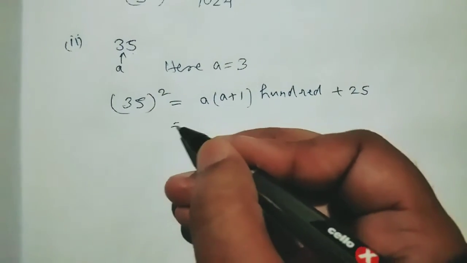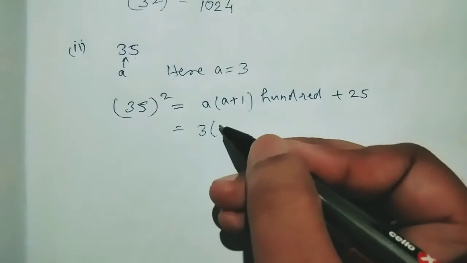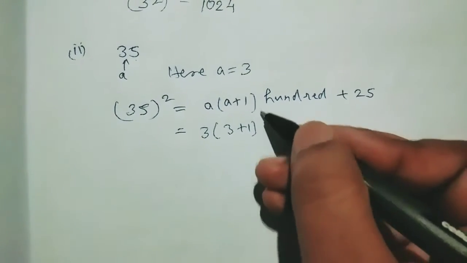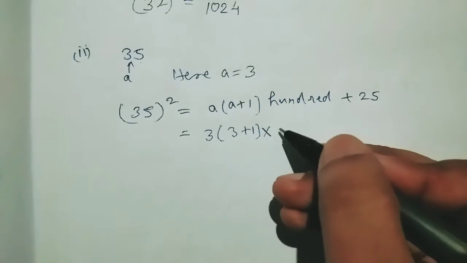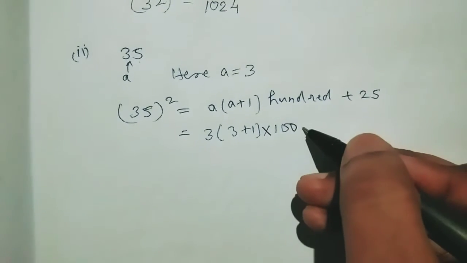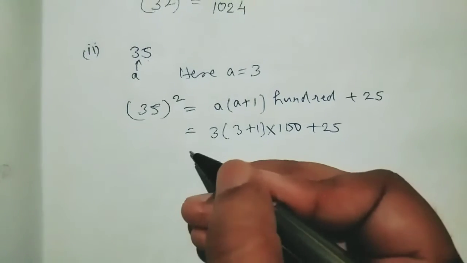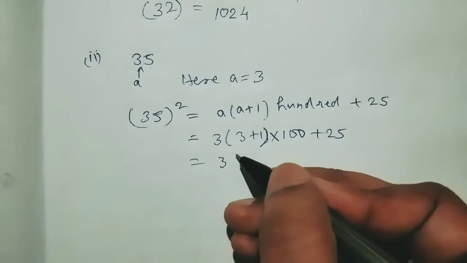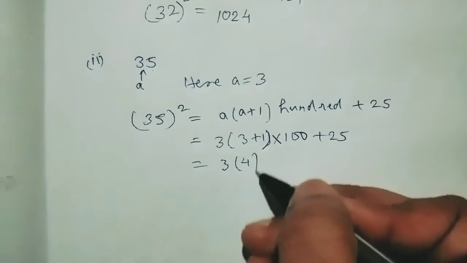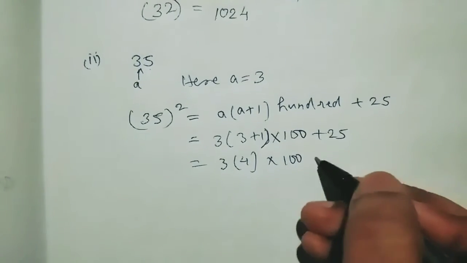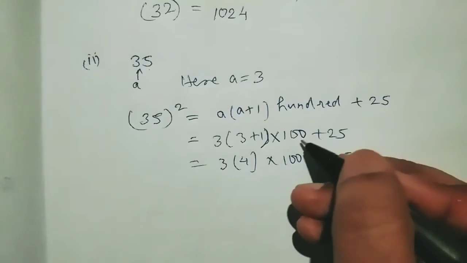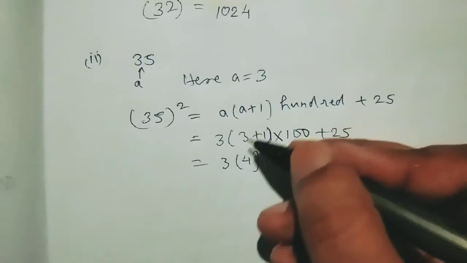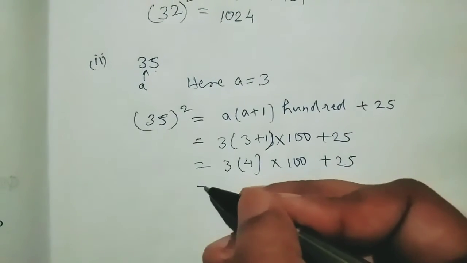So now put the values here. A is 3. Then 3 plus 1. Then this 100 you will write in numbers. So here into is there, multiplication is there. So you will write here multiplication into 100 plus 25. Now 3 into 3 plus 1. First of all you will solve the bracket part. So 3 into 3 plus 1 is 4. Now into 100 plus 25. So do not add this. 100 plus 25, do not do this now. This is wrong. This is against the Bodmas rule. Bodmas rule says that you have to do the multiplication first of all, then addition.